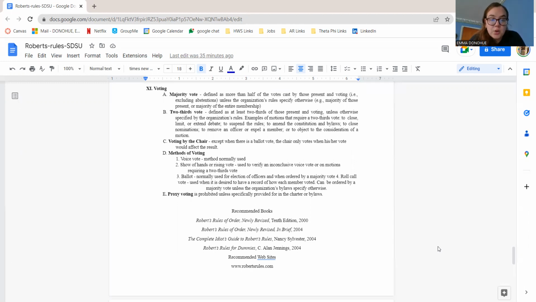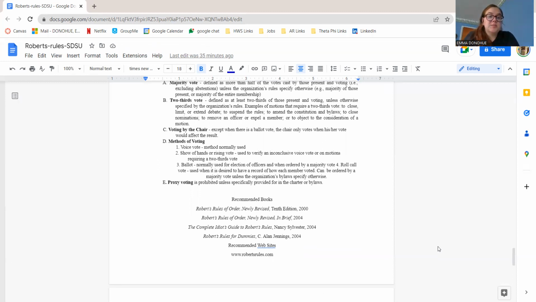Lastly, there is a roll call vote, which is used when it's desired to have a record of how each member voted. It can be ordered by a majority vote unless the organization's bylaws specify otherwise. Finally, there is the proxy vote, which is prohibited unless specifically provided by the charter or bylaws.